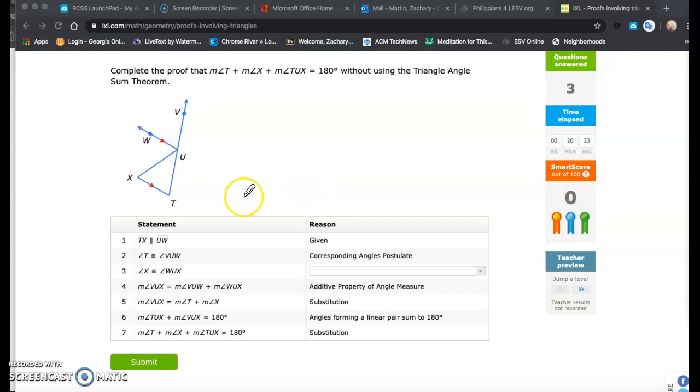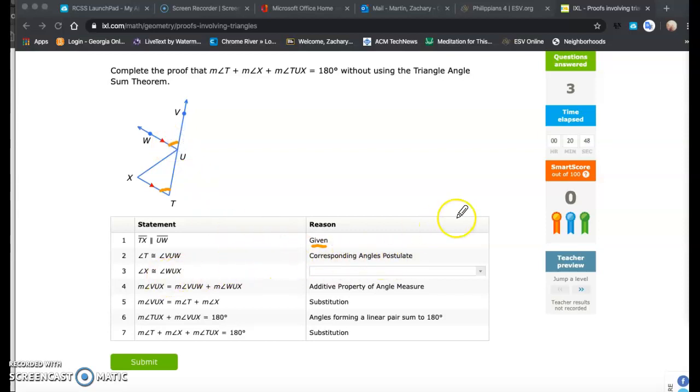And they say that segment TX is parallel to segment UW. They've already marked that, so that's already given. That's given to us, and we see that right here. All right. Angle T is congruent to angle VUW. So angle T is congruent to angle VUW right here. Why? Because of corresponding angles postulate.